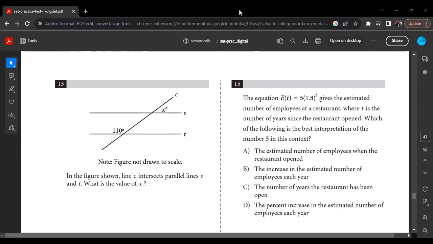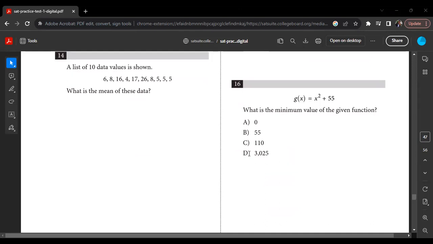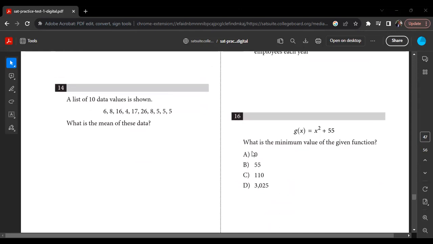We move on to question 16. What is the minimum value of the given function x squared plus 55? Oh my goodness, the SAT really is a reasoning test sometimes, right? So the answer is 55. I can already see the answer is B. Does anyone else see why it's B even before you solve the question? So we normally plug 0 in for x, and you have plus 55, well, it's going to equal 55.